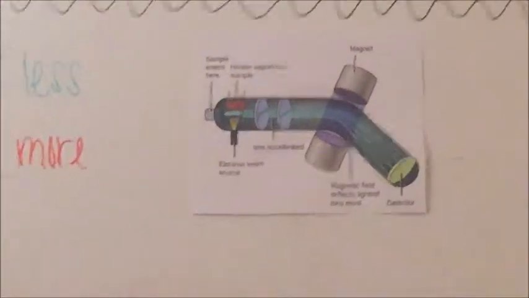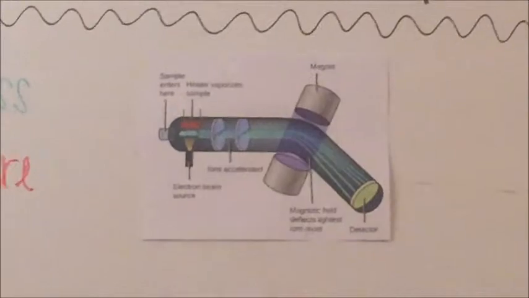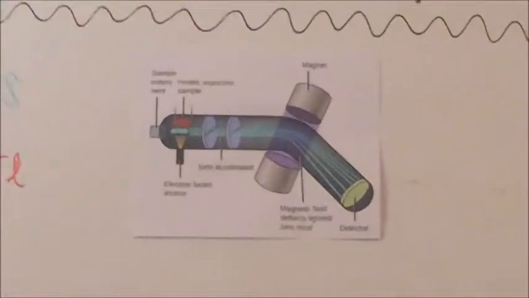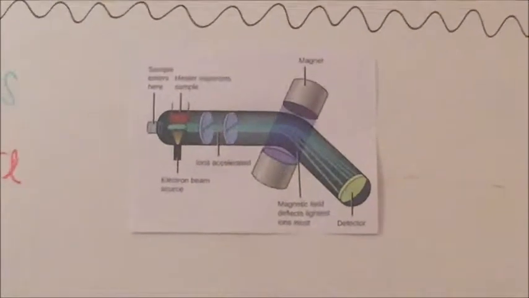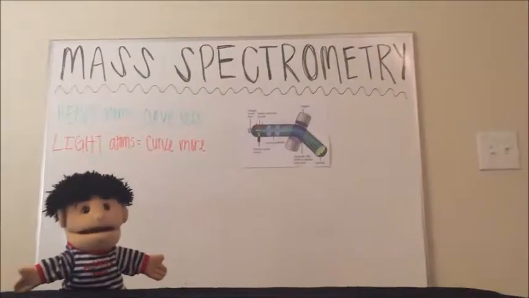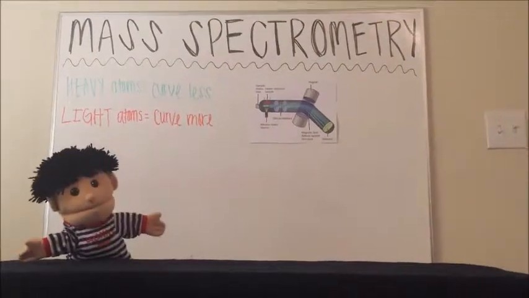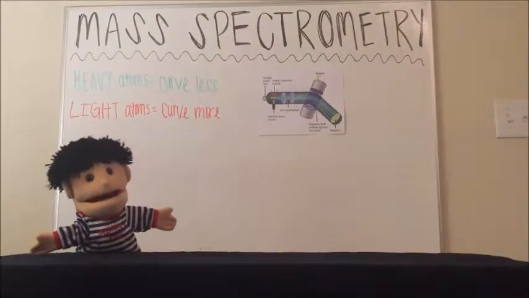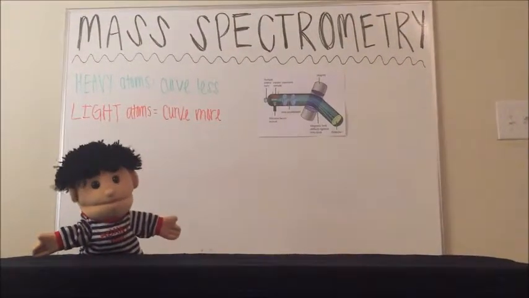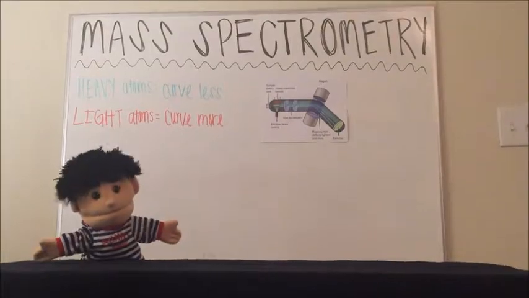First, compounds are fed through the tube and then ionize. The heavier atoms experience less curvature than the lighter atoms, as revealed on the detector at the end. Atoms that appear more frequently on the detector have a greater abundance in the isotope.